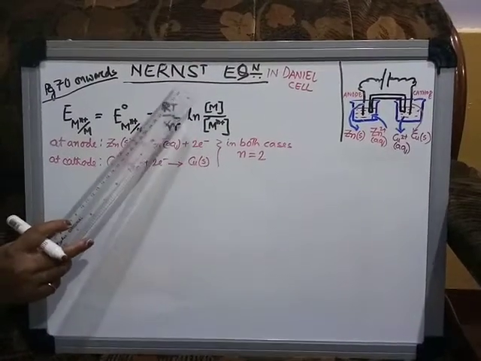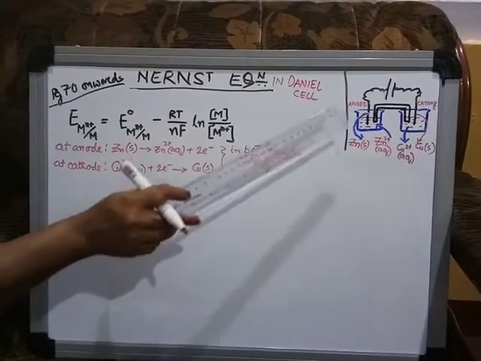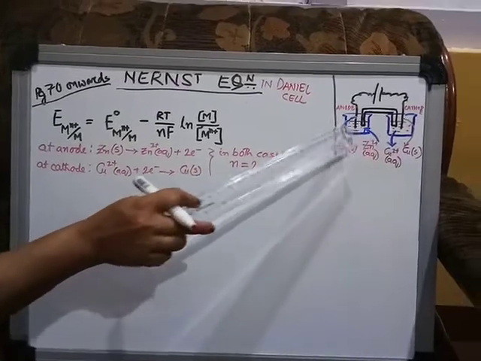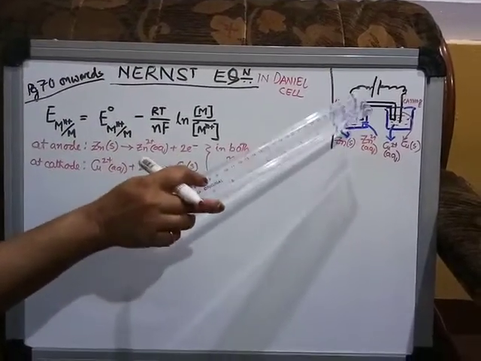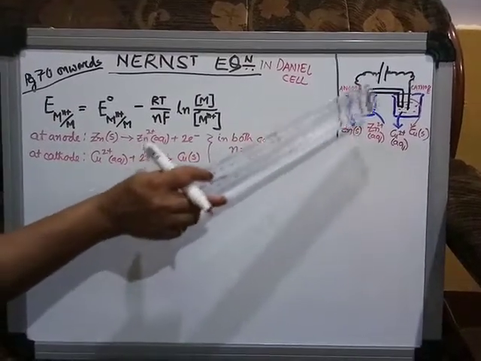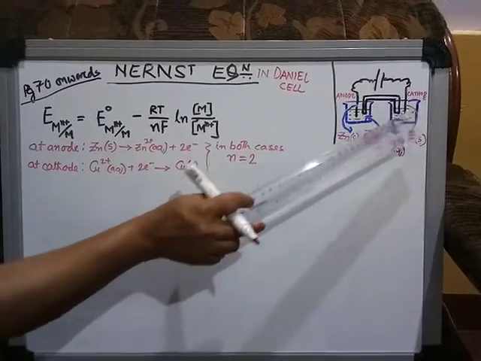Okay, now we will apply the Nernst equation to the Daniell cell. If you remember, your Daniell cell was looking like this, two containers. Here is the anode, this is the convention of writing and drawing. The anode is always represented on the left side, and the cathode on the right side.